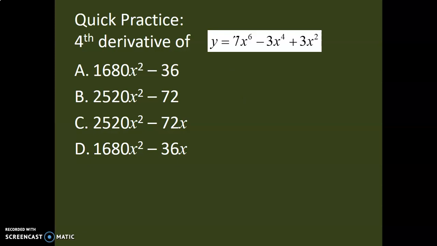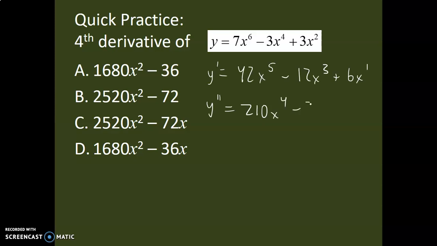All right, find the fourth derivative of this problem. Okay, first derivative, 7 times 6 would be 42 x to the fifth, 4 times 3 would be 12 x to the third, 3 times 2 would be 6 x to the first. Second derivative, 42 times 5 should be 210 x to the fourth minus 36x squared plus 6. Also, I'm doing this in my head, so let's see how many mistakes I make.